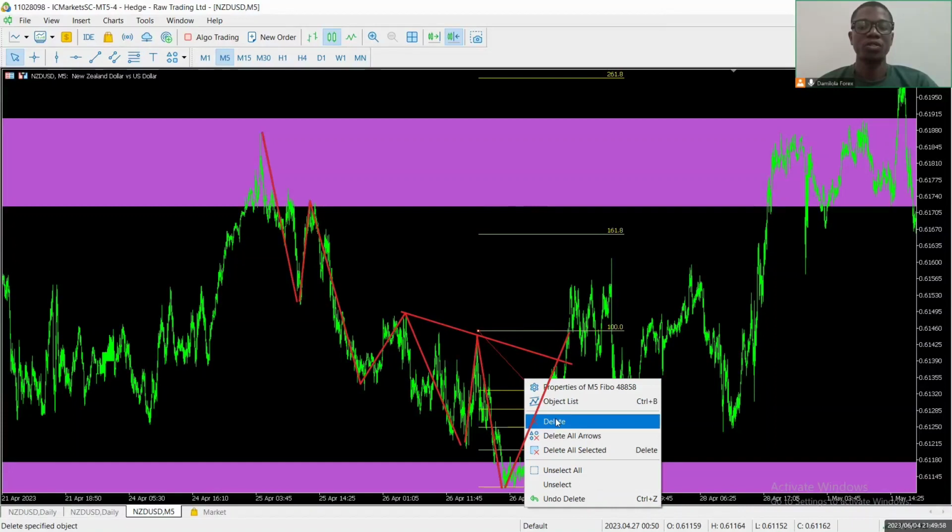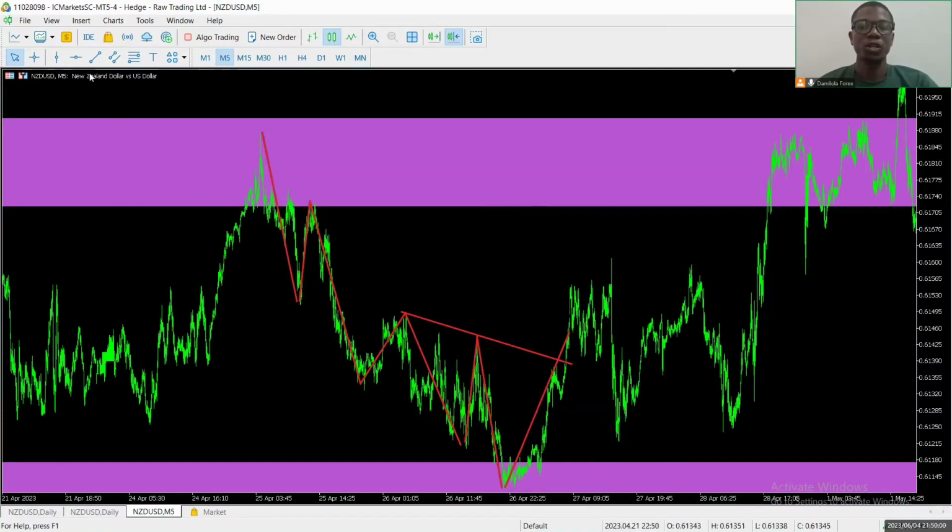We can also see a change of structure. Where did the change of structure happen? The change of structure happened when prices created a higher high at this point, a high that is higher than the previous high. This is where the change of structure happened.